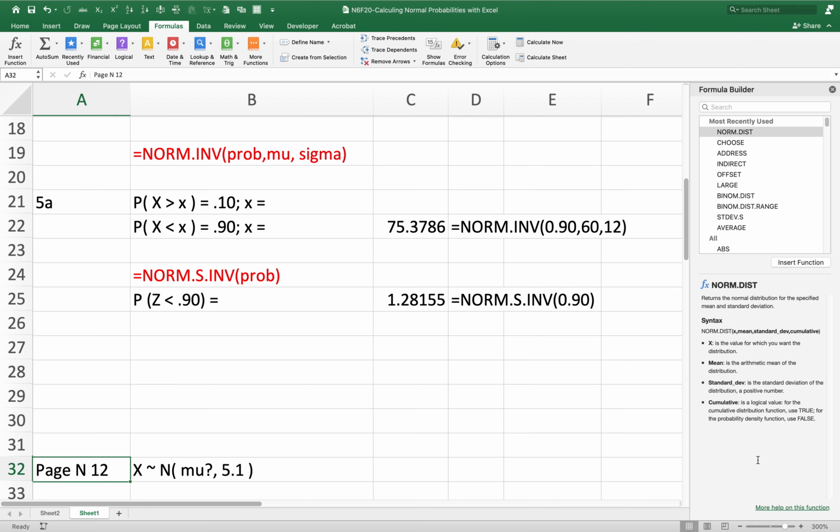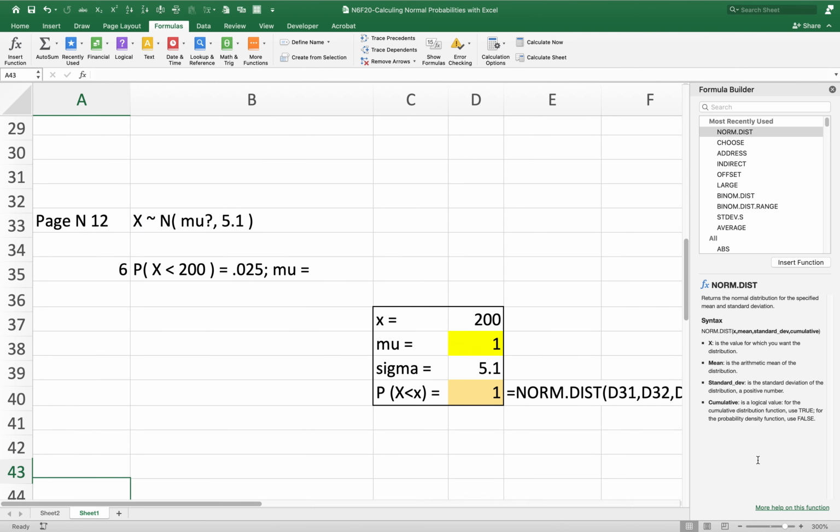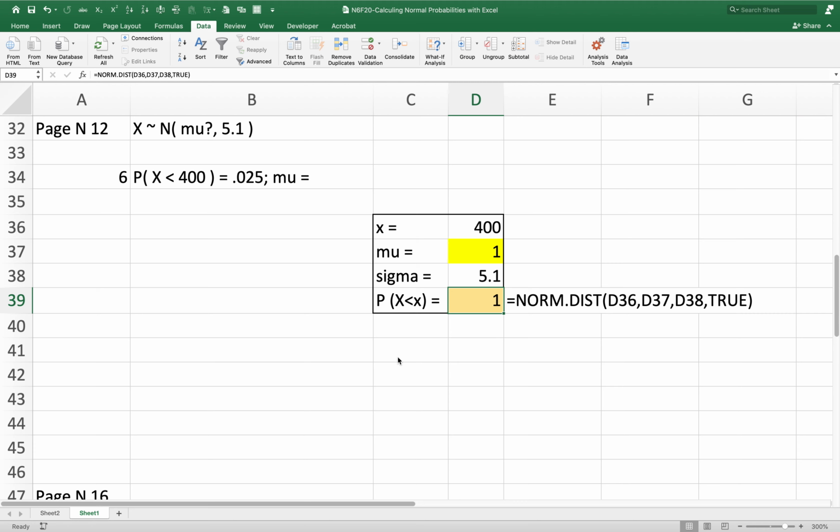I want to take you through a couple more problems though. Now, the NORM.DIST function is used when you have an x value, a mu, and a sigma given, and you're looking for a probability as an answer. That was the first thing that we looked at in this lesson. Then we said, well, what if you're looking for the x value, but we have the mean, the standard deviation, and a probability? Well, that's where we use the NORM.INV function.